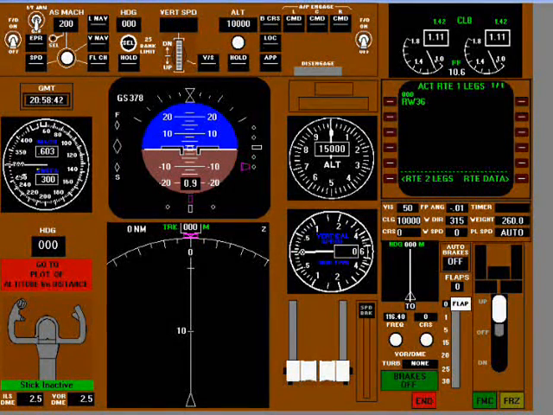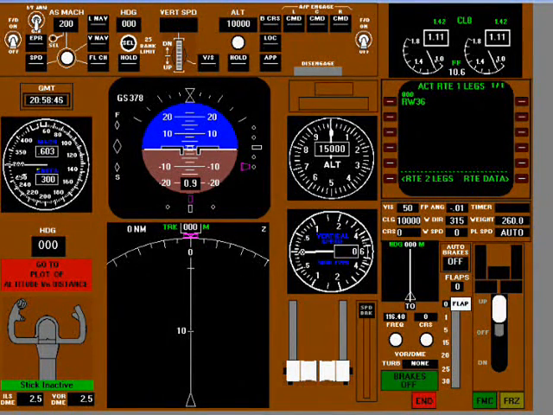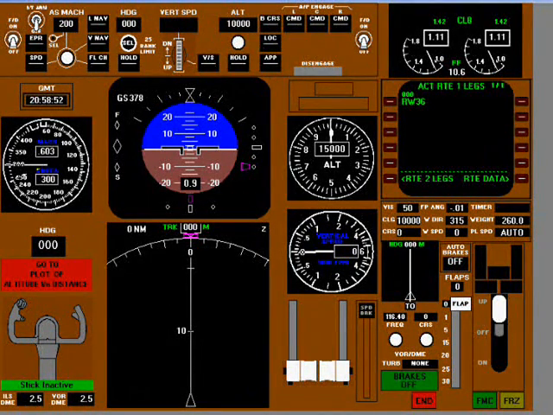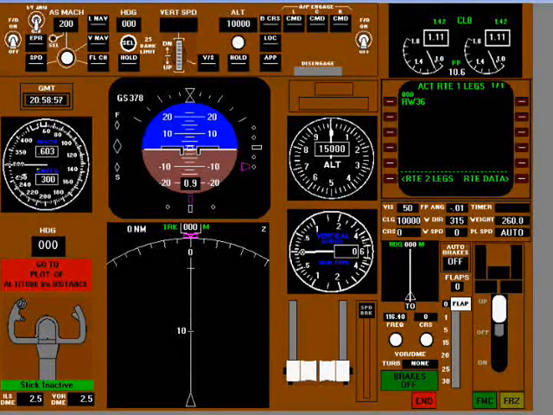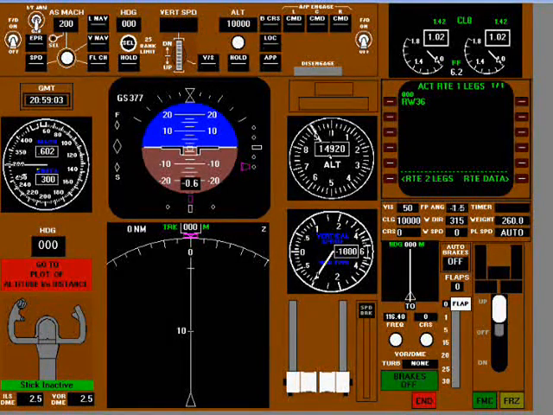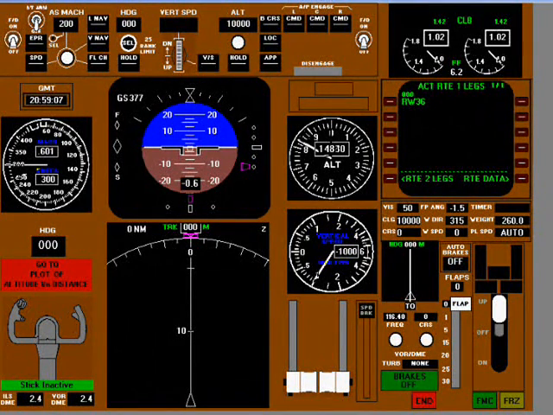Next, we will enter a 300 knot, 1,000 foot per minute descent. Since this is a constant airspeed maneuver, we must coordinate pitch changes with power changes. Notice the pitch and power change occurred together. The airspeed remains at 300 knots and the flight path is stable at 1,000 feet per minute.